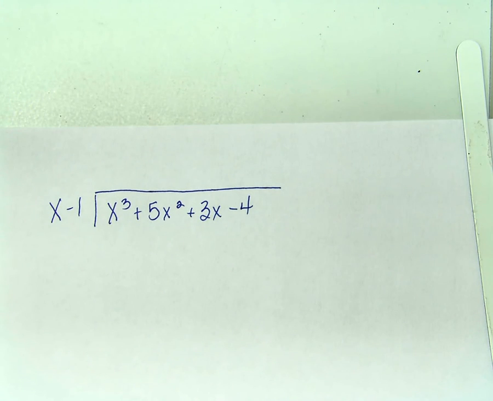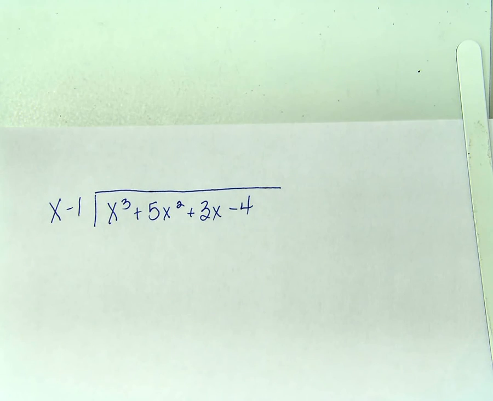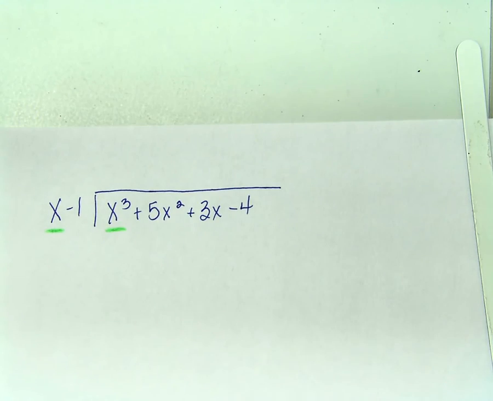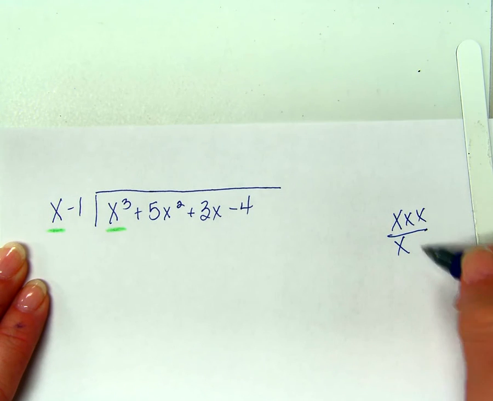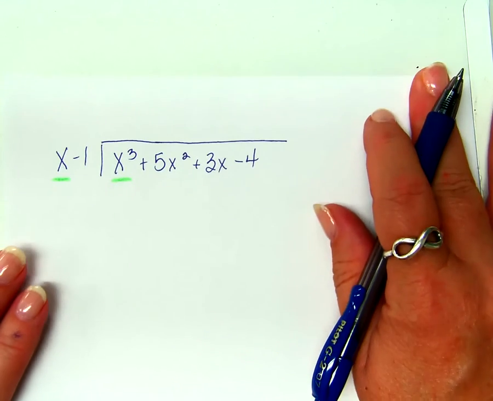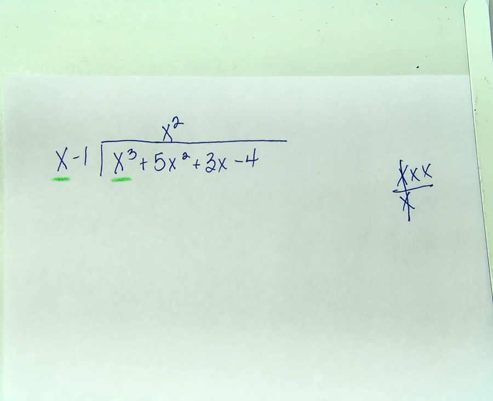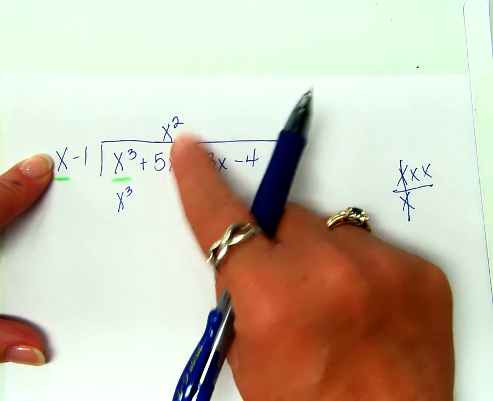So I have x minus 1 divided into x cubed plus 5x squared plus 3x minus 4. So where do I start? First terms, right? First term divided by the first term. What is x cubed divided by x? x squared, right? Where does it go? Above the x squared term. Now what do I do? Multiply. What is x squared times x? x cubed. What is x squared times negative 1?